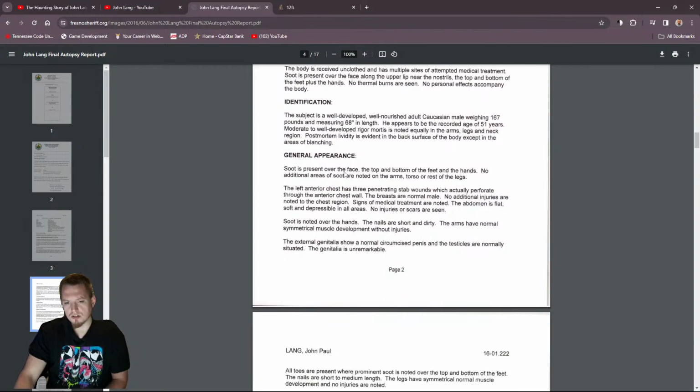Soot is present over the face, top and bottom of the feet and hands. No additional areas of soot are noted on the arms, torso, rest of the legs. Left anterior chest has 3 penetrating stab wounds which would actually perforate through the interior chest wall. Breasts are normal male. No additional injuries are noted in the chest region.